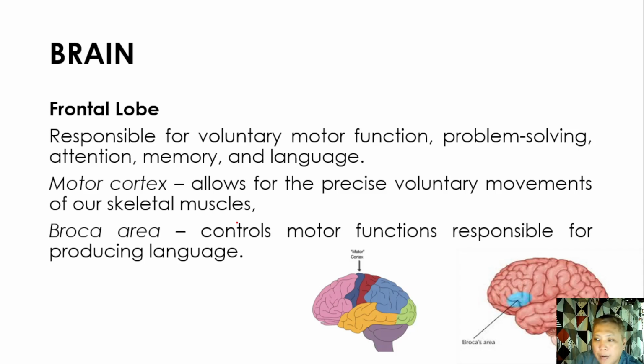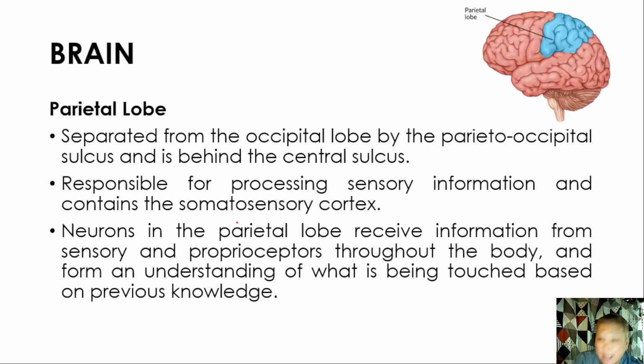Kung paano po tayo nagsasalita. Okay? So, ibig sabihin, if Broca's area is affected, dun yung nagkakaroon ng problem with speech or sa pagsasalita yung patient. Next is the parietal lobe. Sabi natin, separated from occipital lobe by the parieto-occipital sulcus, and it is behind the central sulcus, yung nasa gitna. So, ito po yung parietal lobe, yung color blue na yan sa picture natin.